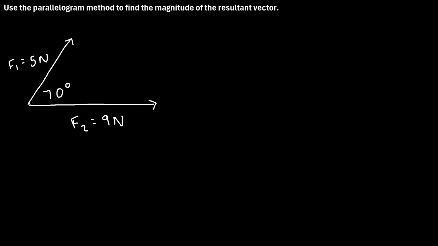In this video, I will explain how to use the parallelogram method to find a resultant vector. So let's jump right into an example. This says, use the parallelogram method to find the magnitude of the resultant vector. So we have two vectors here.